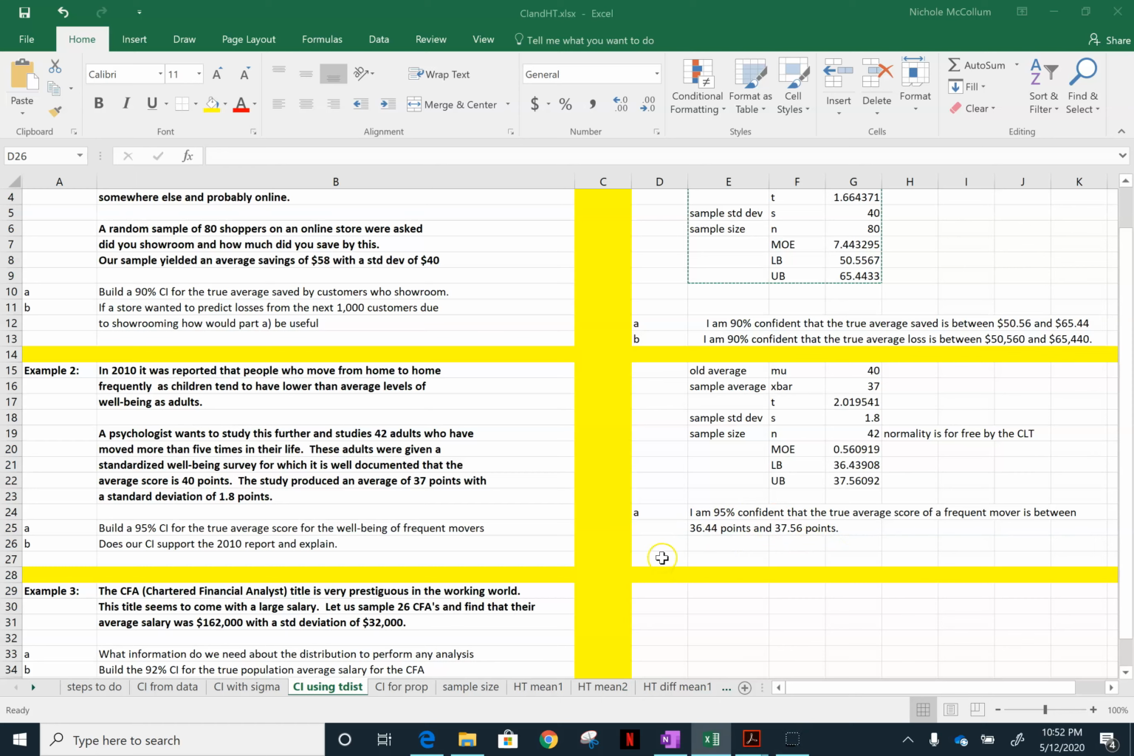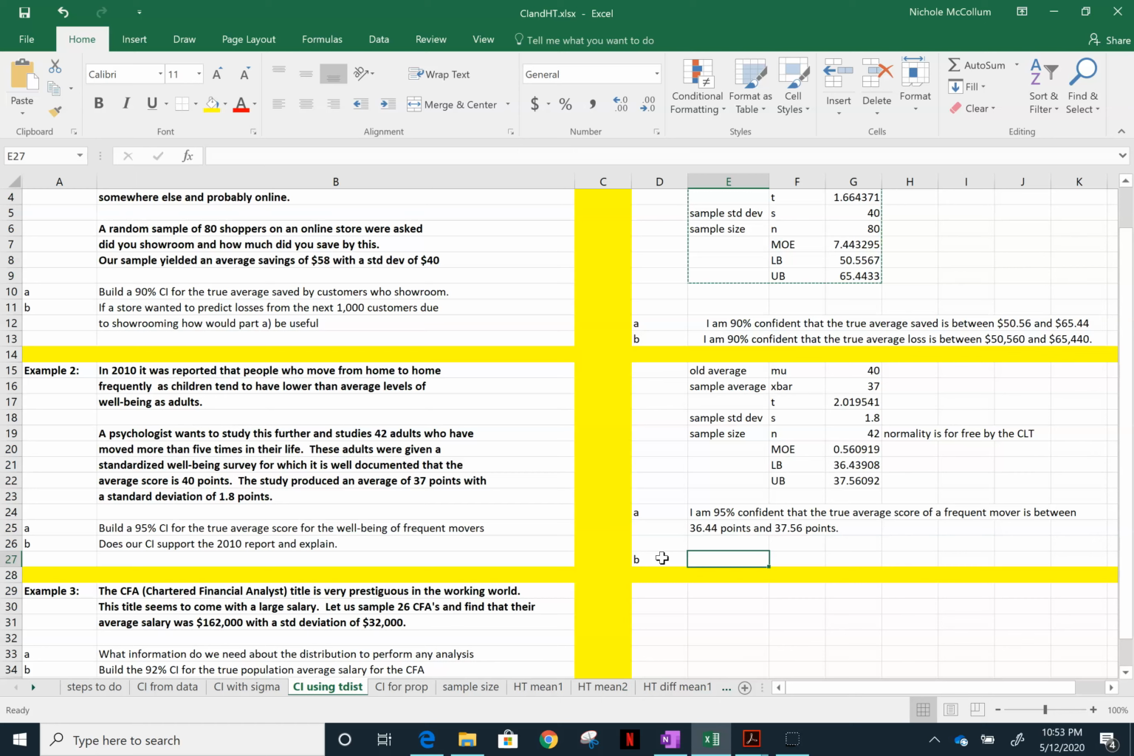Got it. Now, after you build the confidence interval, time to reflect and think about it. So, does the confidence interval support the 2010 report? That is, the report states that people who move from home to home tend to have a lower average level of well-being. So what would our answer be here? Please pause and think about it.